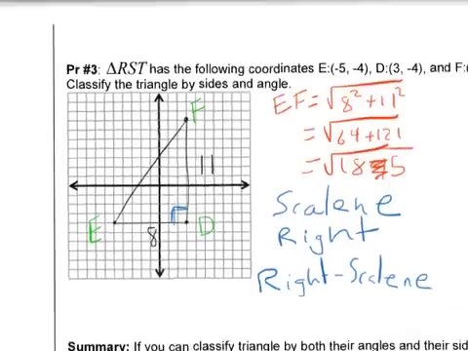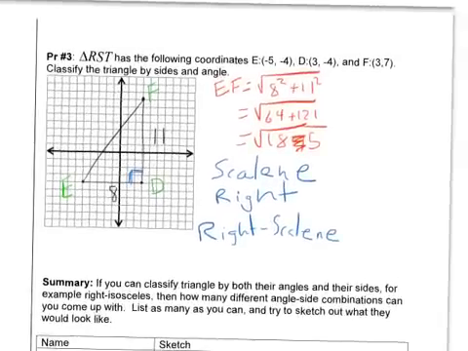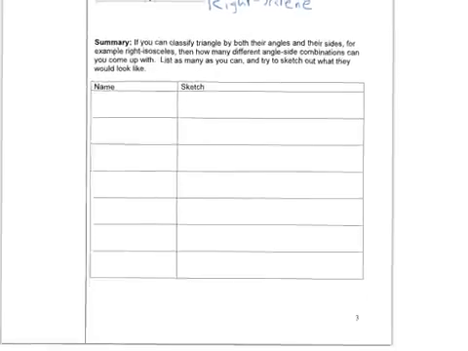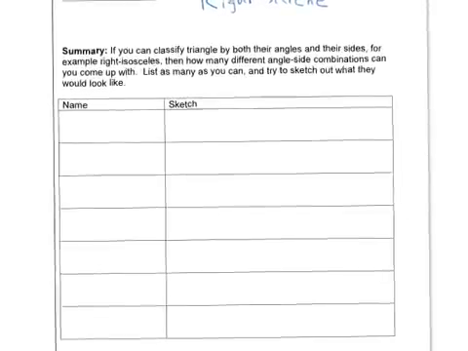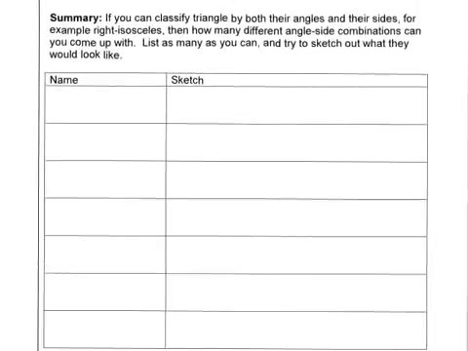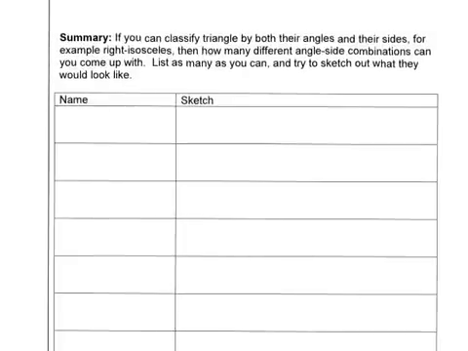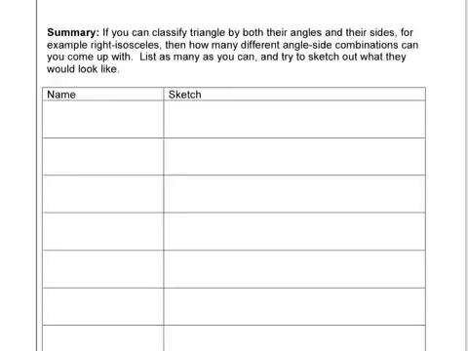Yeah, sorry about the mess up on the last one. The math is still the same. I just plotted the point wrong, so we probably could have finished it. But last thing what you want to do for your summary is you want to try and see how many different angle side combinations you could come up with. So for example, a right isosceles, or like we had in this problem before, a right scalene. Come up with as many as you can and try to sketch out what they would look like. It's okay if you're wrong, just try your best, but there are some that actually do not work. So think about them as you write them out.